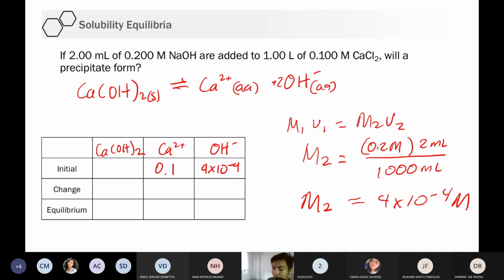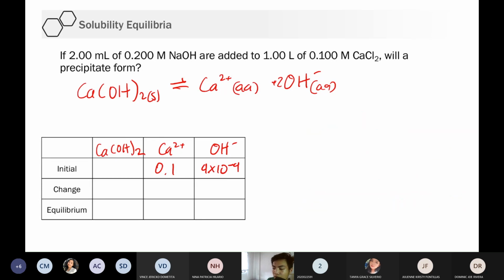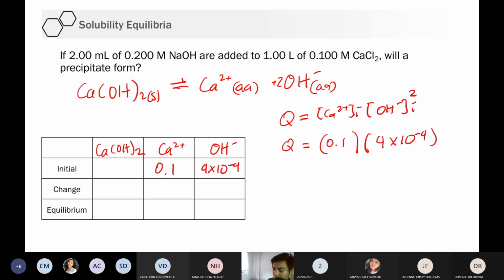Okay. So yan. So ngayon, ano gagawin natin? So we are going to plug this into our Q value. No? Okay, so ano yung Q? That's the reaction quotient, diba? So for this, for our ions, Q can be written as the concentration of calcium 2 plus initially, and the hydroxide ion concentration initially. However, kailangan mo siya is square. Squared yan kasi may coefficient tayong 2 kay OH. So, what's the concentration of calcium initially? That will be 0.1 molar. For hydroxide, that will be 4 times 10 raised to negative 4 squared.